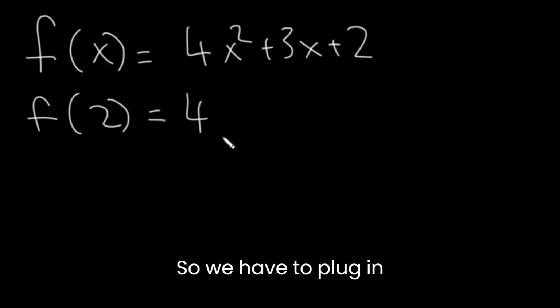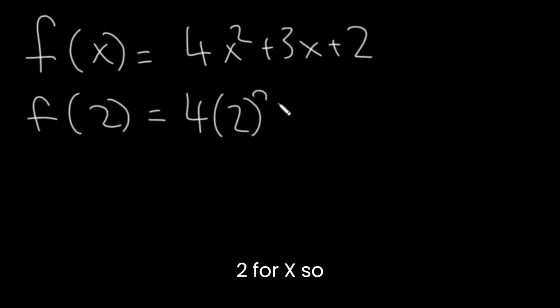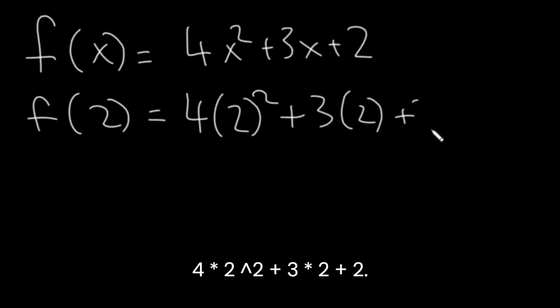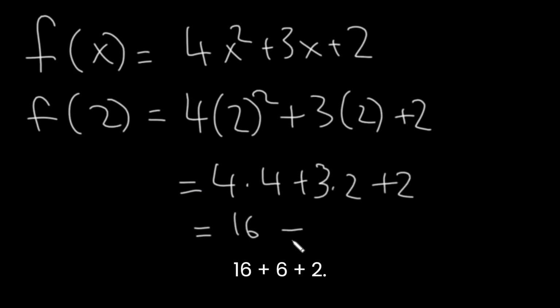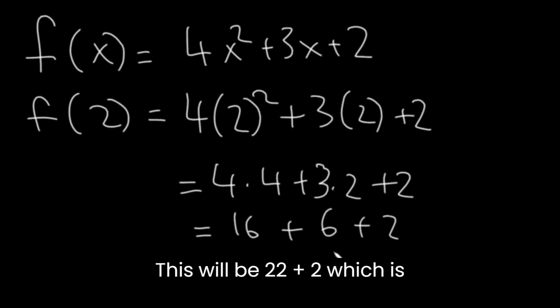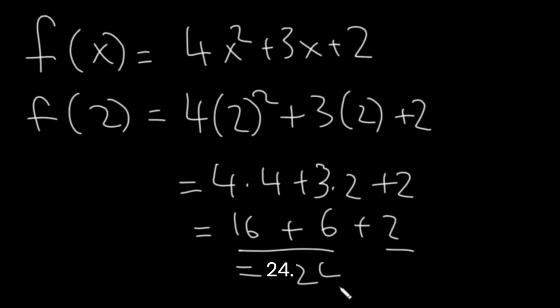So, we have to plug in 2 for x. So 4 times 2 squared plus 3 times 2 plus 2. So we get 4 times 4 plus 3 times 2 plus 2. This will be 16 plus 6 plus 2. This will be 22 plus 2, which is 24.